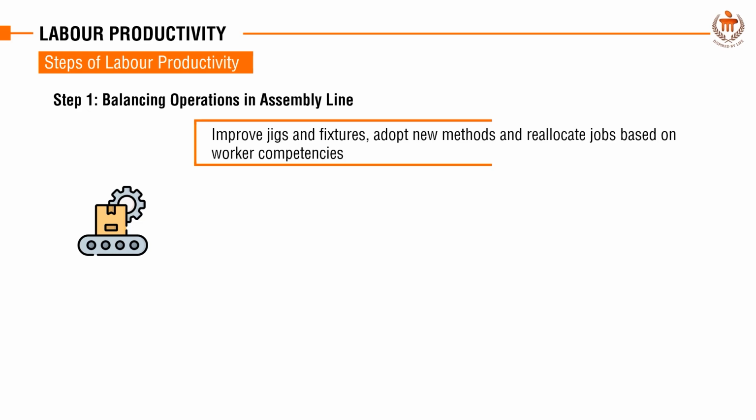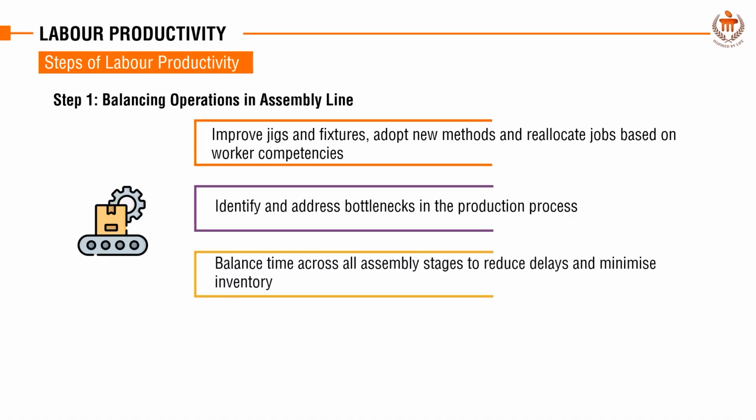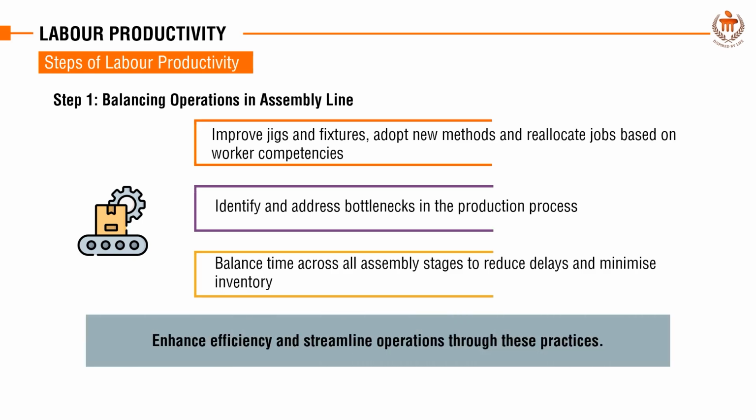In continuation to step 1, balancing operations in the assembly line involves improving jigs and fixtures, adopting new methods, and relocating jobs to align with the mapped competencies of workers. It is essential to identify bottlenecks in the production process and develop strategies to alleviate them. Additionally, balancing the time taken at all stages of assembly ensures that work continues with minimal delays, which helps in minimizing inventory levels. By implementing these practices, organizations can enhance overall efficiency and streamline their operations.